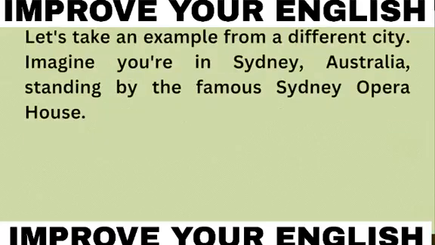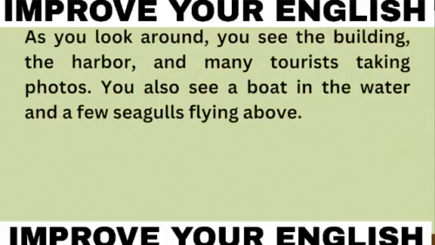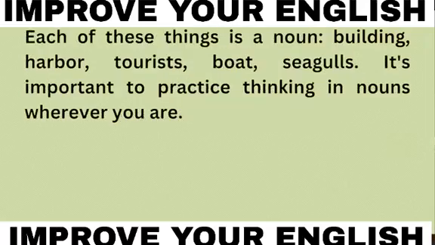Let's take an example from a different city. Imagine you're in Sydney, Australia, standing by the famous Sydney Opera House. As you look around, you see the building, the harbor, and many tourists taking photos. You also see a boat in the water and a few seagulls flying above. Each of these things is a noun: building, harbor, tourists, boat, seagulls.